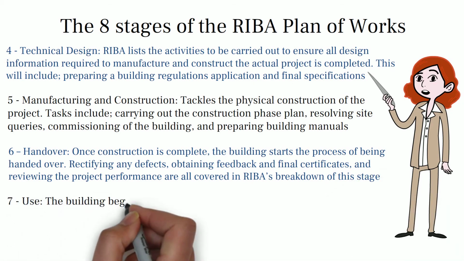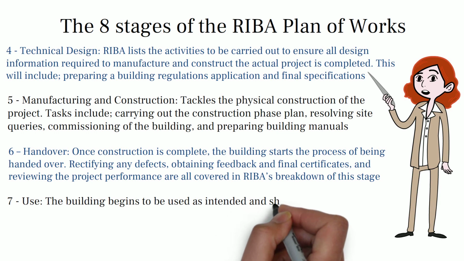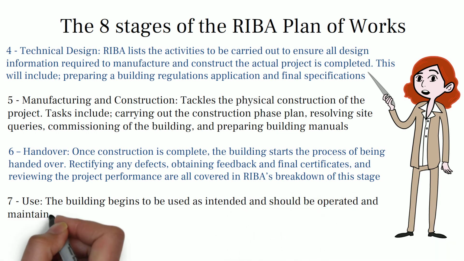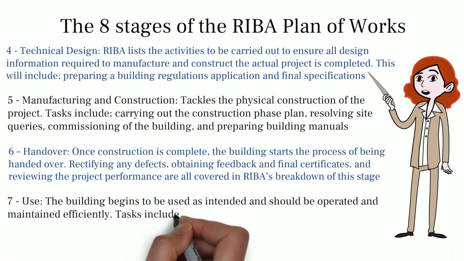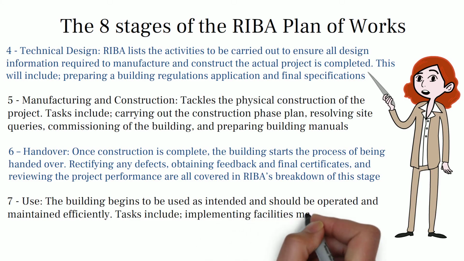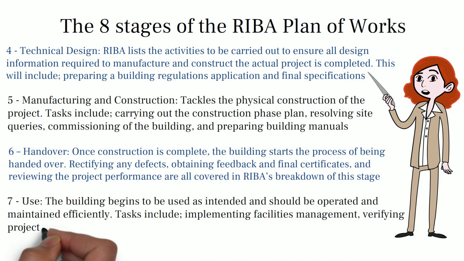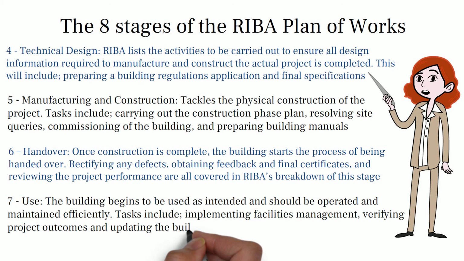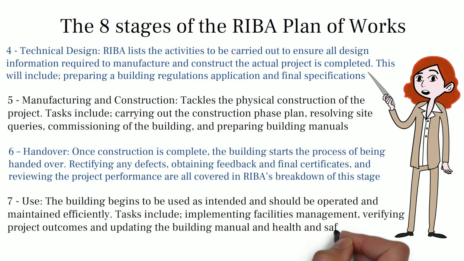Stage 7 is use. This is where the building begins to be used as intended and should be operated and maintained efficiently. RIBA lists several tasks to be undertaken at this stage, such as implementing facilities management, verifying project outcomes, and updating the building manual and health and safety files. Once the project reaches the end of its useful life, it triggers a new stage 0, and so the process starts over.